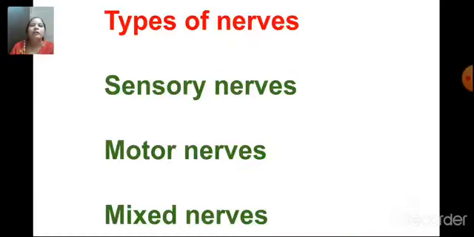Now children, the types of nerves. There are 3 types of nerves: sensory nerves, motor nerves and mixed nerves. And we are going to study about the nerves in detail in our next session. So we are going to end this session here.